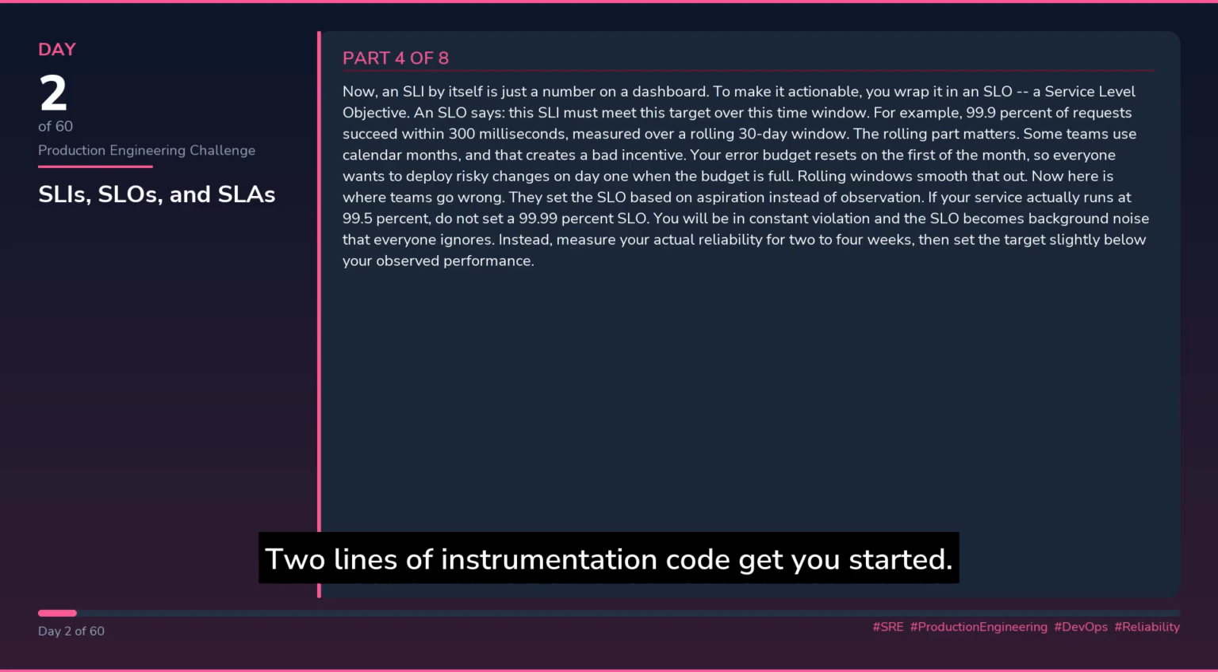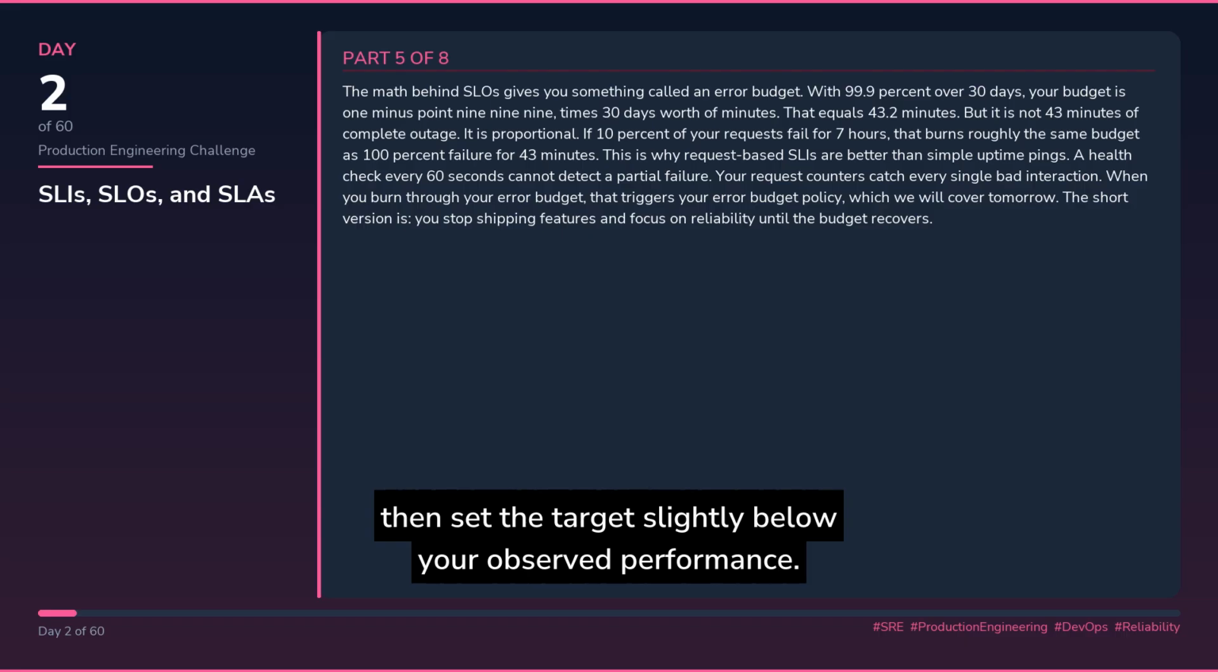The math behind SLOs gives you something called an error budget. With 99.9% over 30 days, your budget is 1 minus 0.999 times 30 days worth of minutes. That equals 43.2 minutes. But it is not 43 minutes of complete outage. It is proportional. If 10% of your requests fail for 7 hours, that burns roughly the same budget as 100% failure for 43 minutes. This is why request-based SLIs are better than simple uptime pings.